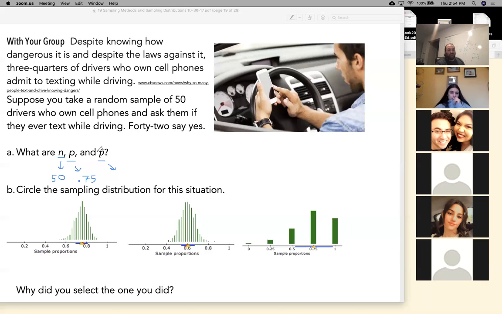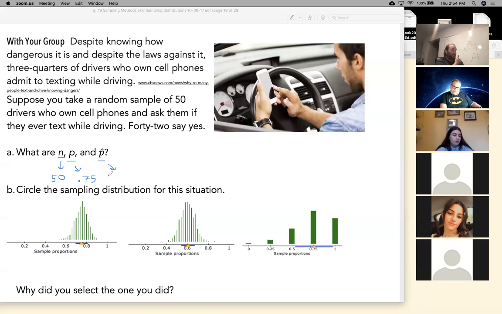P hat is our sample proportion. Not mean, I said mean accidentally. P is the true proportion and P hat is the sample proportion. What is the sample proportion for this case? 42? 42 is not a proportion. 42 is a number, and bigger than 1. Proportions have to be between 0 and 1.